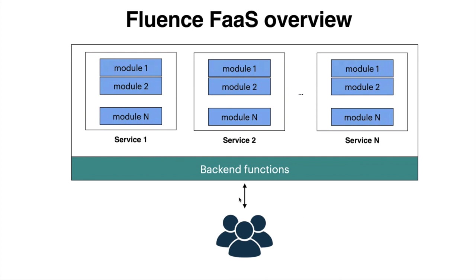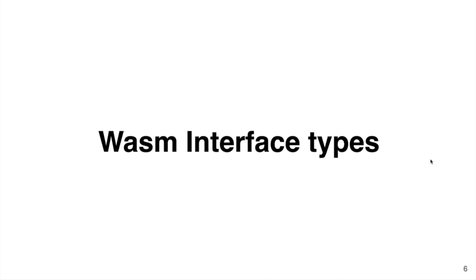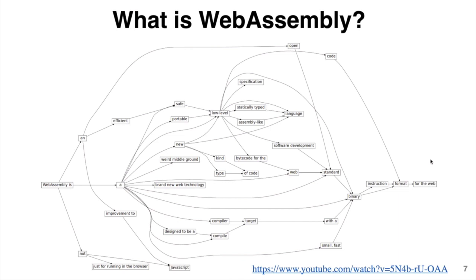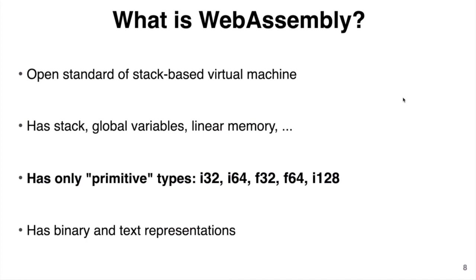So let's move on and talk a little bit about WebAssembly and WebAssembly interface types. I especially like this slide. This slide is taken from CppCon last year, from Ben Smith's presentation. You can find it by this link. Here you can see a directed graph, and moving left to right, you can construct your own definition of what WebAssembly is. So I ended with this one.